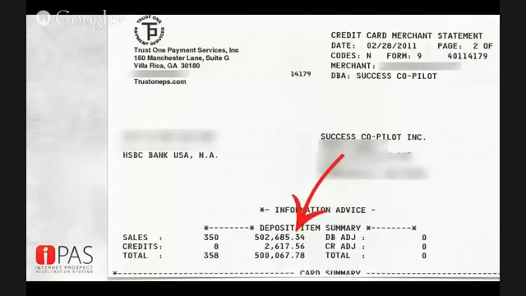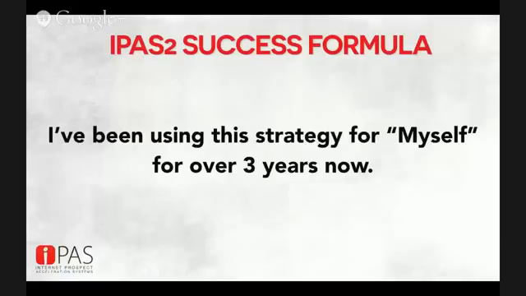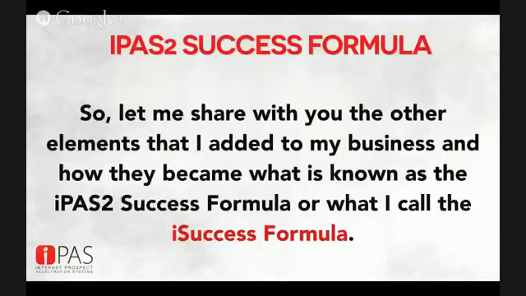In 2011, you can see in this statement from my merchant, for my company, was $502,685.34 of sales in that month of a product where I made almost 100% commissions. This was back in 2011. So this is how long I've been doing it. I've been doing it for 3 years now. Okay, so let me share with you the other elements that I added to my business and how they became what is known as the iPAS2 success formula, or what I call the iSuccess formula.